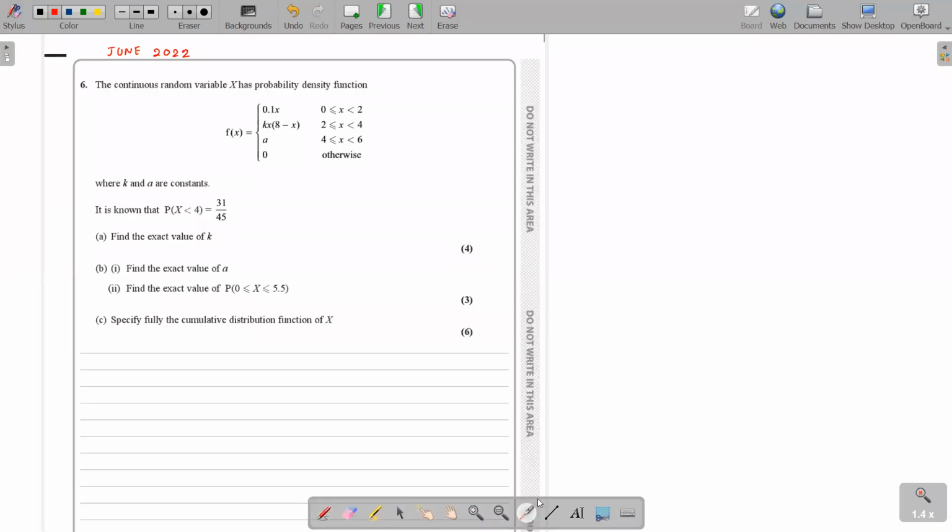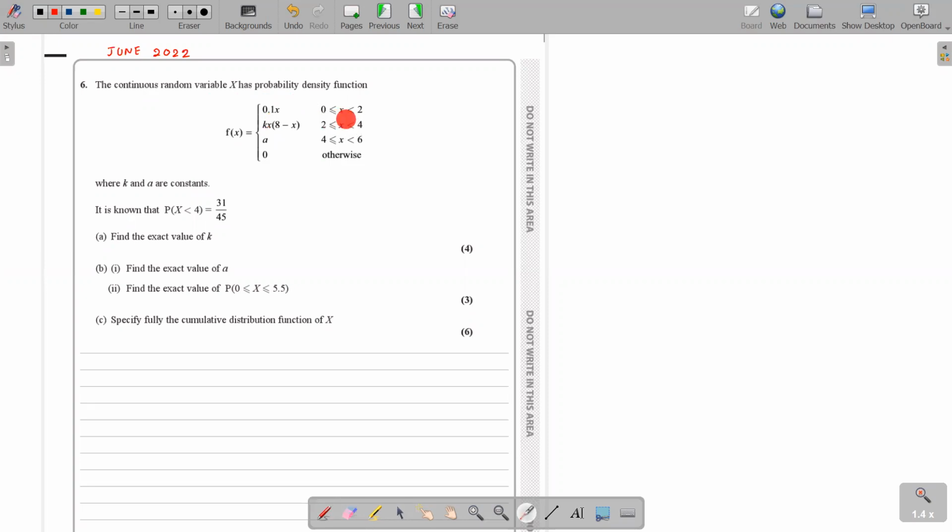All right, so now we'll continue with the June 2022 question number 6 in the statistics paper 2. So here they say the continuous random variable x has probability density function given by, you can see f(x). So they've broken it down into 4 sections, right?